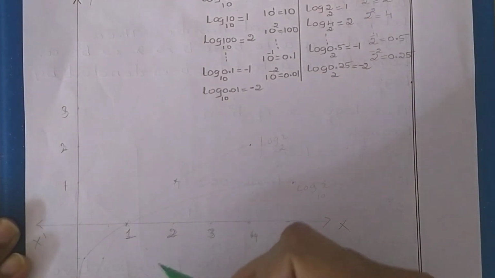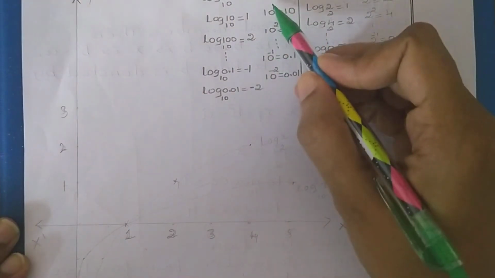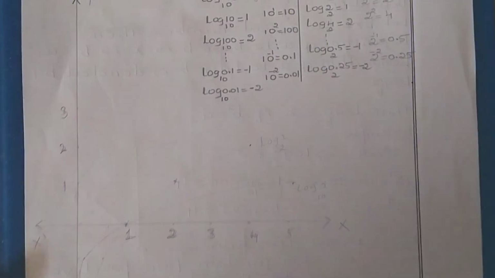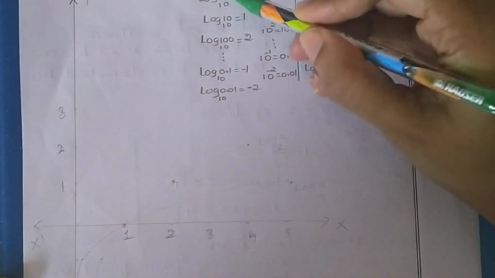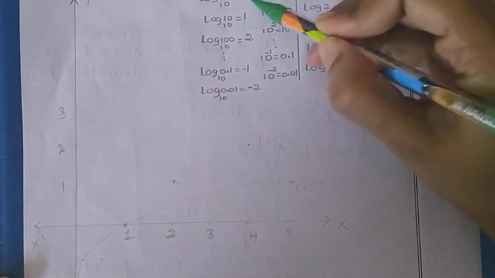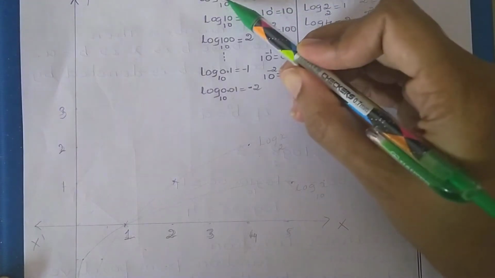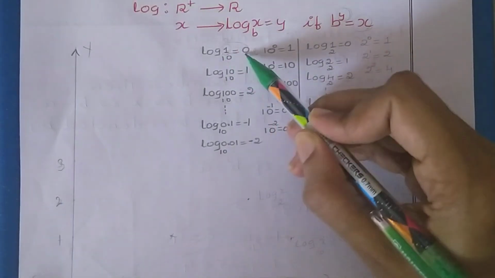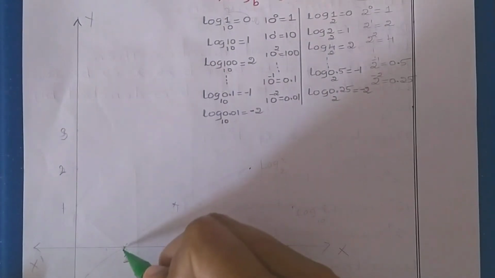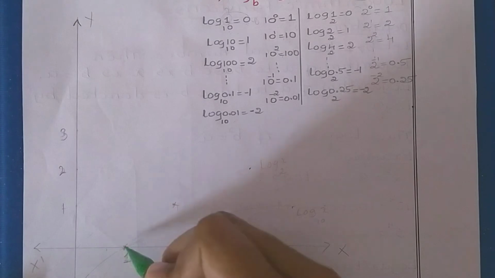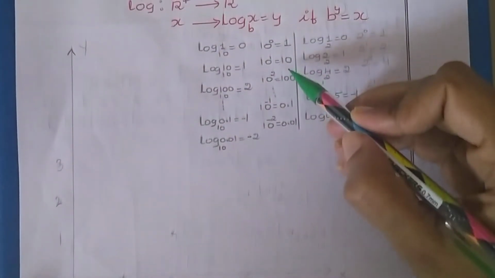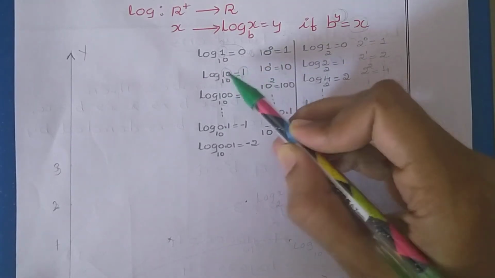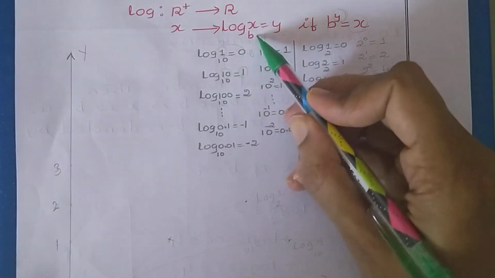Now if you observe in this case, see, first we have 10 to the power 0 is equal to 1. Here this value is x and this value is y. So we can write this point as 1, 0. 1, 0 means you have to mark this point: x is 1 and y is 0. Then we have the next point. Here see, 10 and 1 we have. This is y, this is x. Compare this with this function.